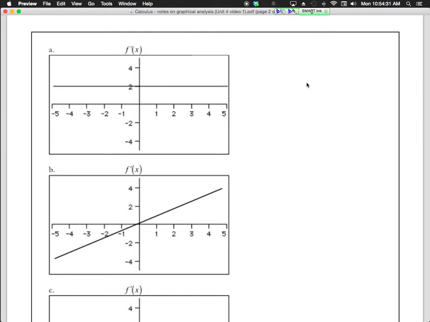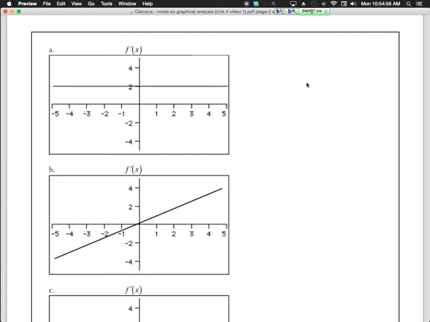Critical points. I have to find critical points, because relative extrema can only happen where? At critical points. Does that mean every critical point is a relative extrema? No. But if you're going to tell me something is a relative extrema, it has to be at a critical point.